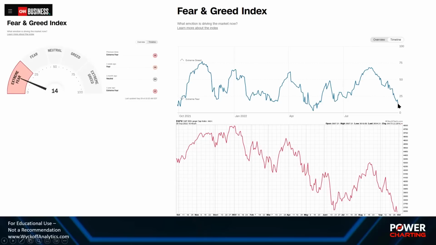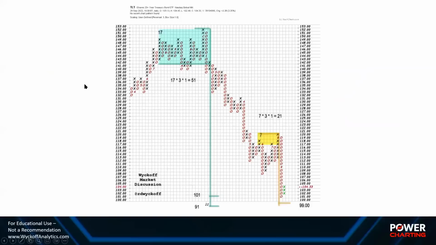So the pessimism is very thick at this time, but we need to confirm it with positive action in the market, which is those green shoots that we were just talking about, and also price structure in the indexes themselves and the individual stocks. Now, turning our attention to the bond market, let's look at the 20+ year TLT Treasury bond ETF.